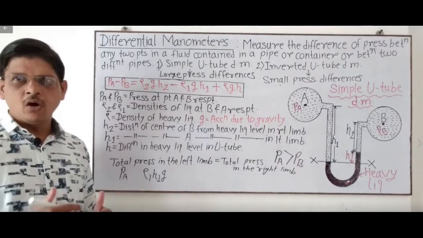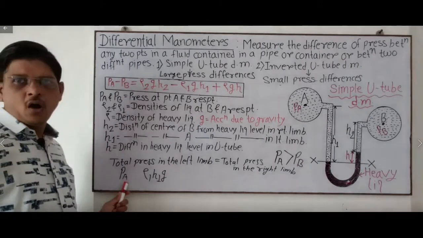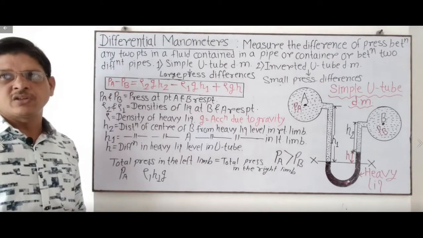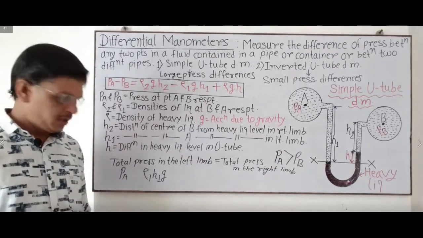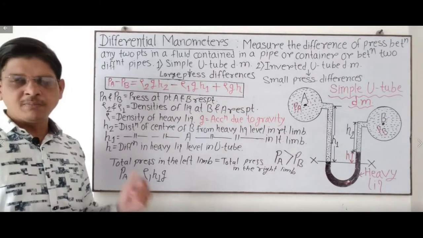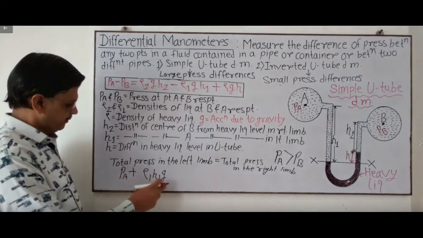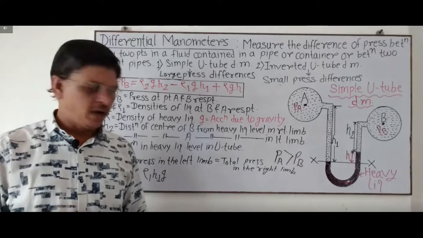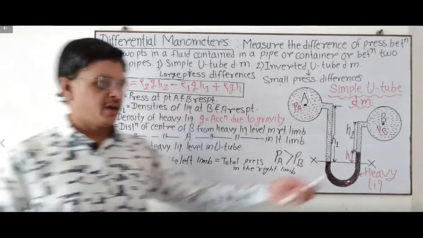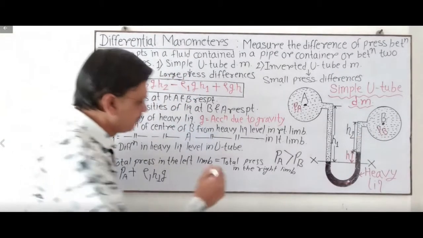So there are only two pressures acting in the left limb. One is pressure already acting in the pipe, that is this PA, and another one is of liquid present in the left limb, that is ρ1H1G. So the total pressure in the left limb is PA plus ρ1H1G. Similarly, to find the total pressure in the right limb, we will consider pressure acting in the pipe at point B, that is PB.